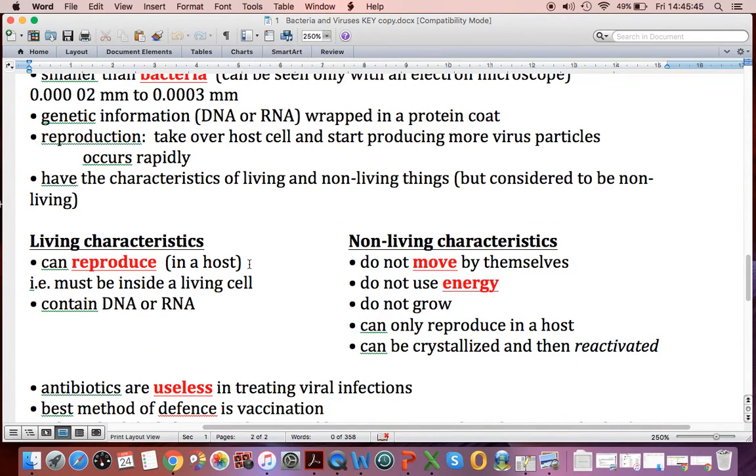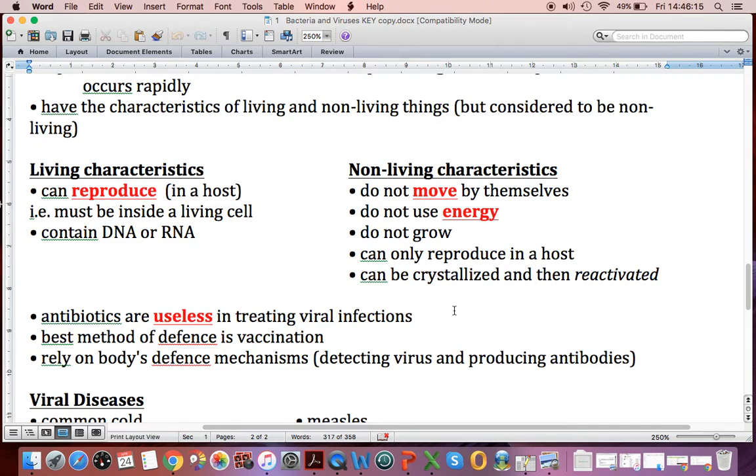Living characteristics: they're able to reproduce, but only in a host. They have to be in a living cell. And they contain DNA or RNA, which is genetic information. But they don't move by themselves, they don't use energy, they don't grow. And as we said earlier, they can only reproduce in a host. And one of the strange things is some can actually be crystallized. That means you suck the water out of them and then later reactivate it. Don't try that with a person.